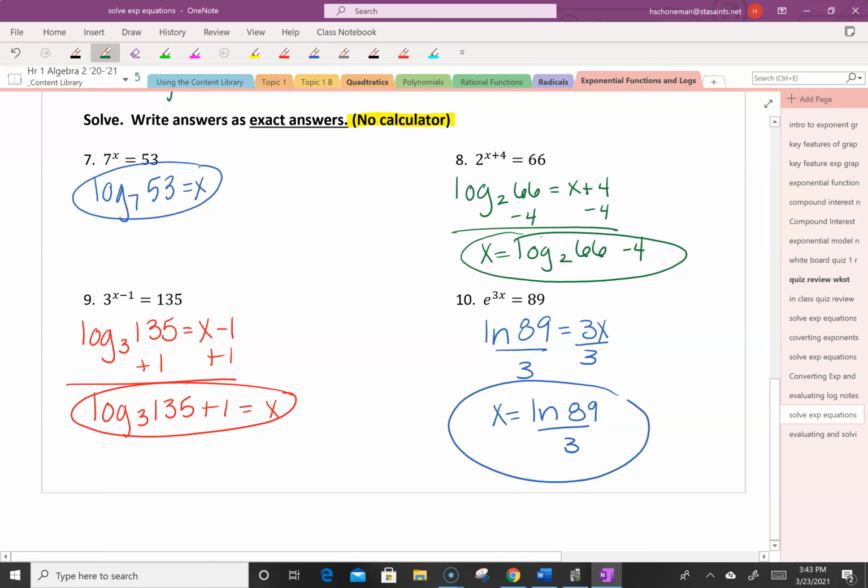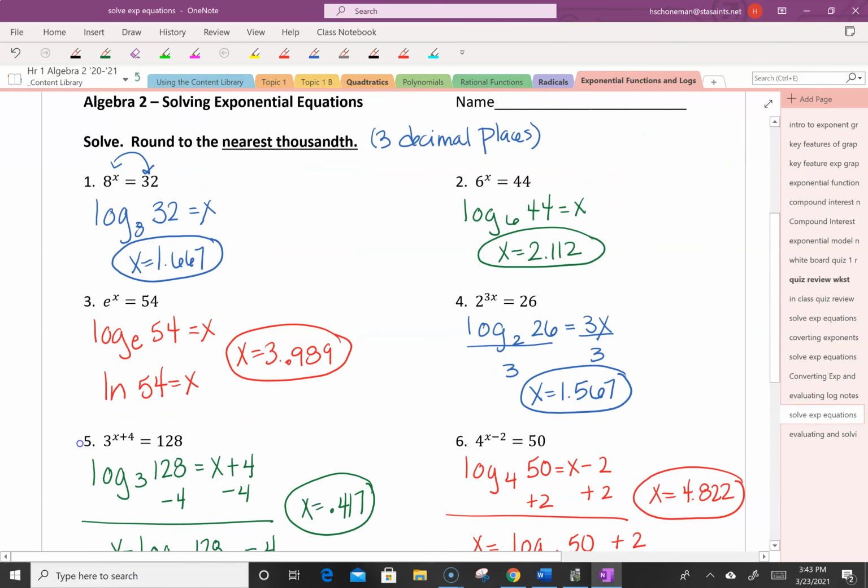So when it's an exact answer, you stop right before you get to the calculator. So I can put these on the no calculator section because we don't need them. These problems that want to round, that means they want an approximate answer and they want decimals. Those are definitely calculator problems and you can't do them without your calculator.